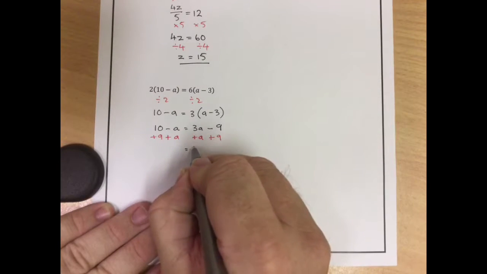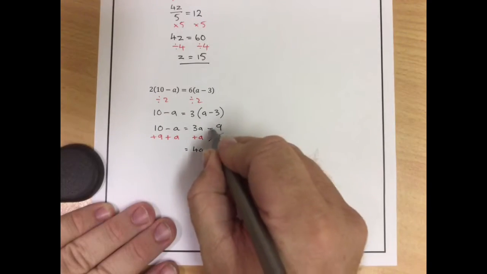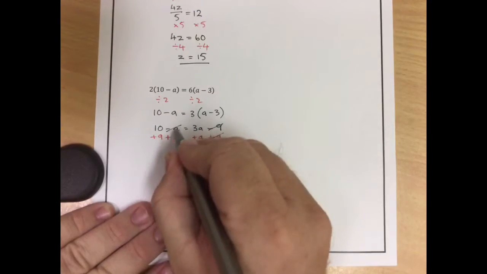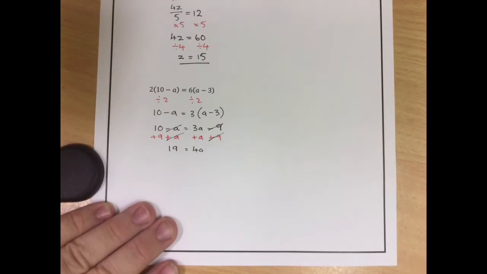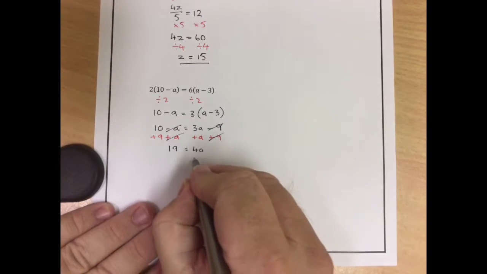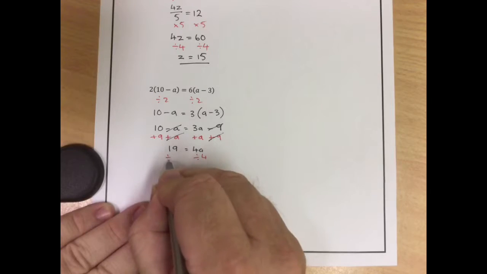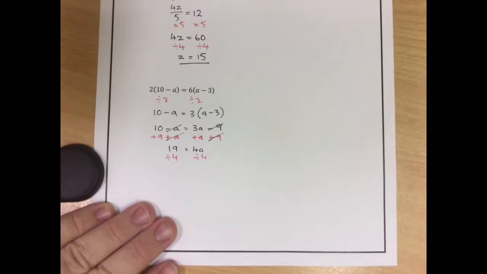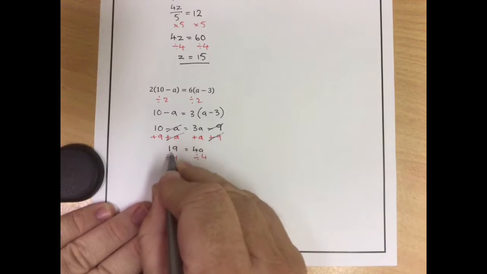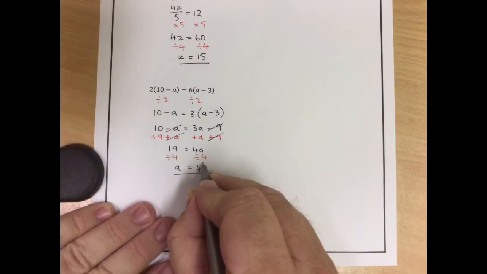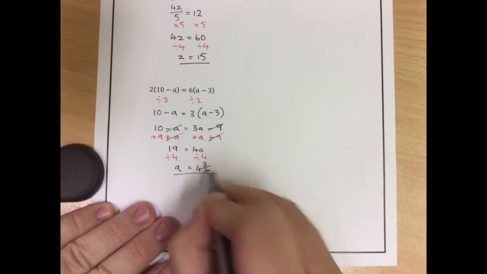So my right-hand side is the 4a, because that was the whole point. And again, over here, that was the whole point. And we've got 19. So my final step is to divide both sides by 4. So we've got a equals, well, 16 is 4 plus the 3/4 remaining.